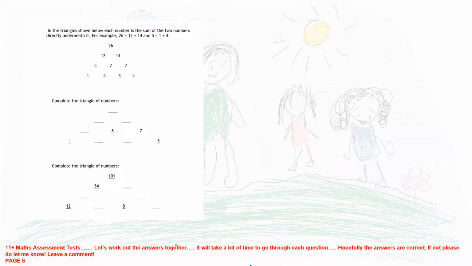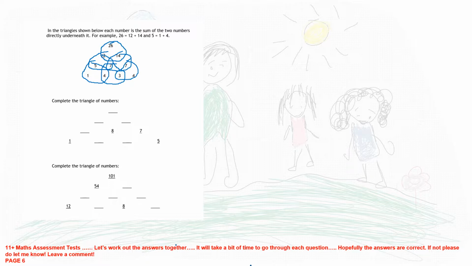The question today is, in the triangle shown below, each number is a sum of two numbers directly underneath it. For example, 26 is 12 plus 24, and 12 is 7 plus 5, 14 is 7 plus 7, 5 is 1 plus 4, 7 is 3 plus 4, and 7 is 3 plus 4. So I think we all get the idea here. So now complete the triangle of numbers.